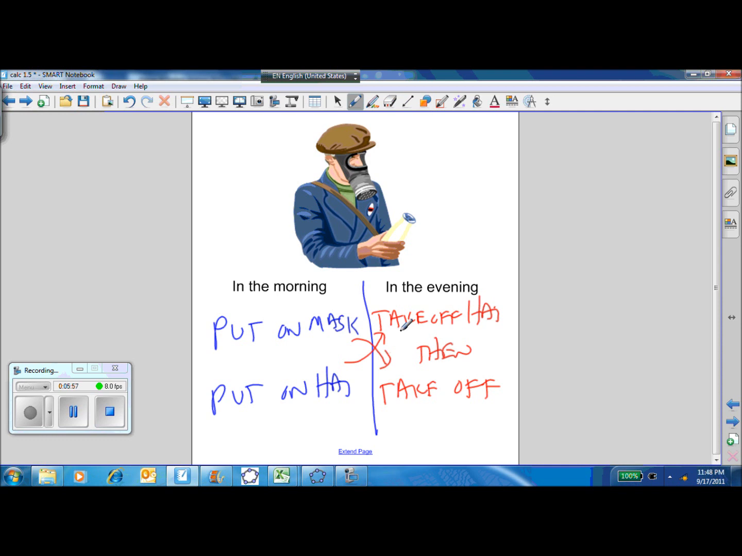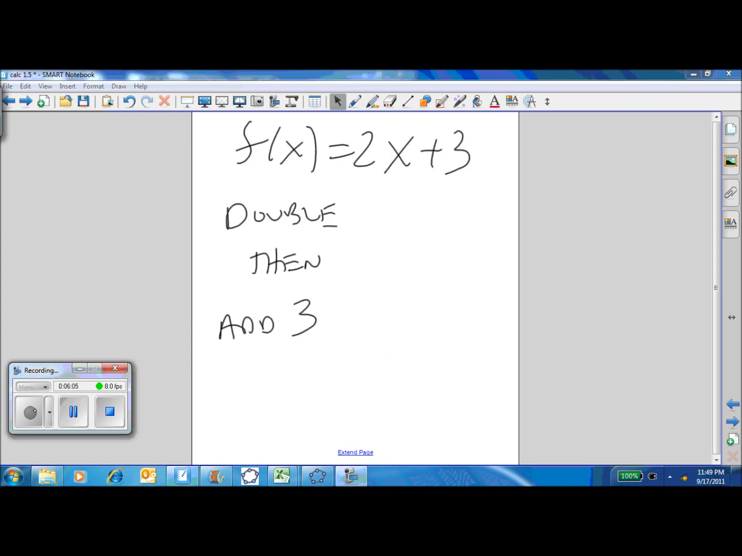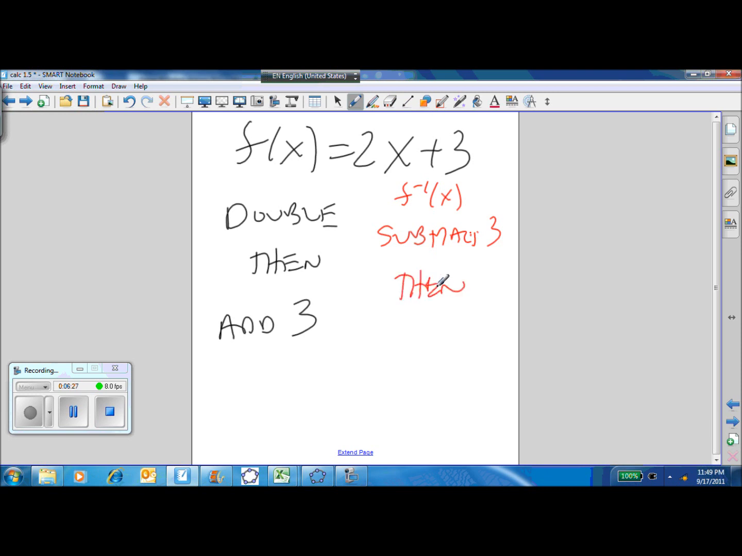Okay? That applies to what we were trying with the function f of x equals 2x plus 3. The function f of x equals 2x plus 3 is a composition of two functions, doubling and then adding 3. So when we do the inverse functions, we have to do the inverse of each of these, but in reverse order. So f inverse of x will be subtract 3, then halve. So f inverse of x should equal x minus 3 all over 2. Let's see how this works with our composition now.